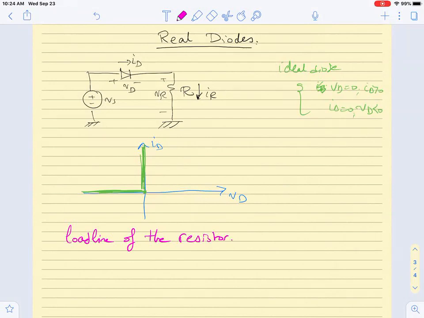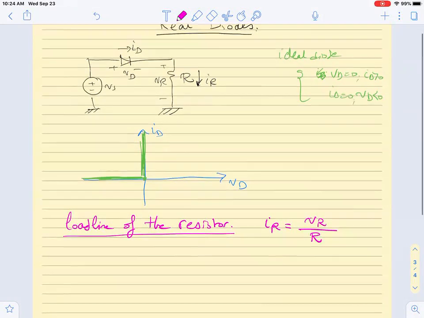So how do I draw the load line of the resistor? If I have an ideal diode, how am I going to draw the load line of the resistor? What is the equation for IR? What is the current passing through it, or what is the voltage? What is IR for the resistor? VS over R. What is it? If we talk about Ohm's law, it is VR over R. What is VR?